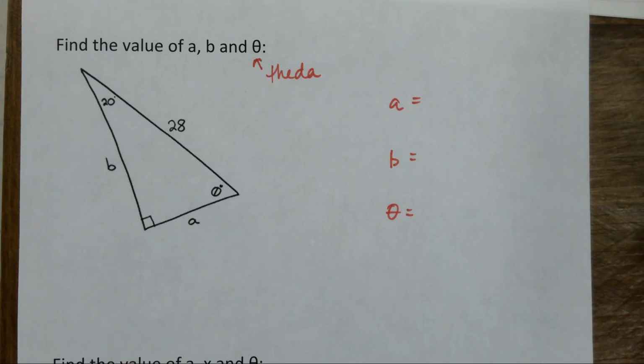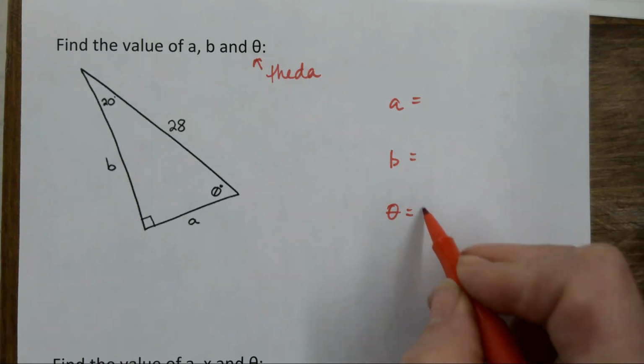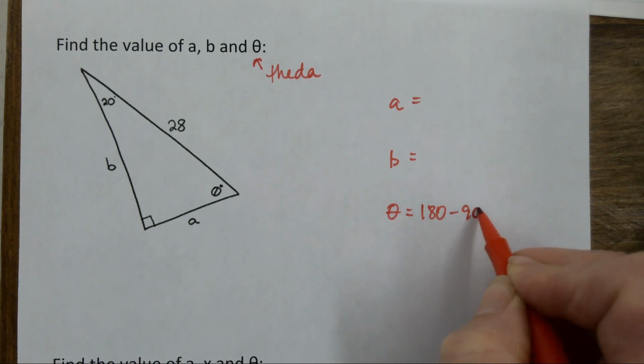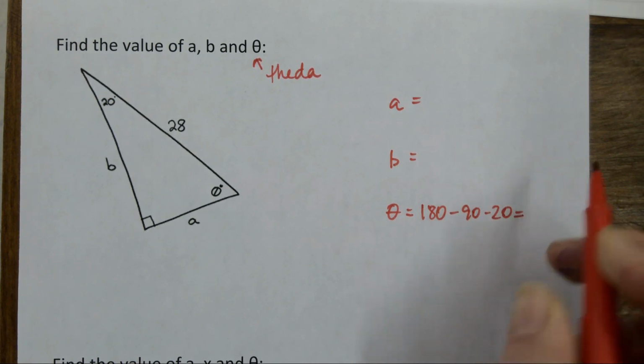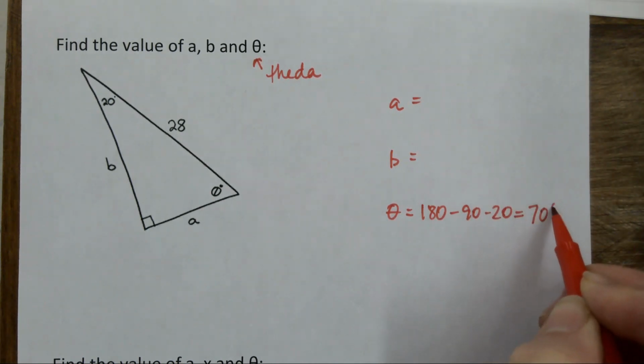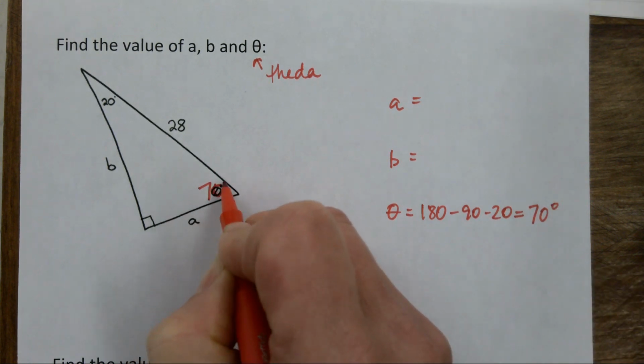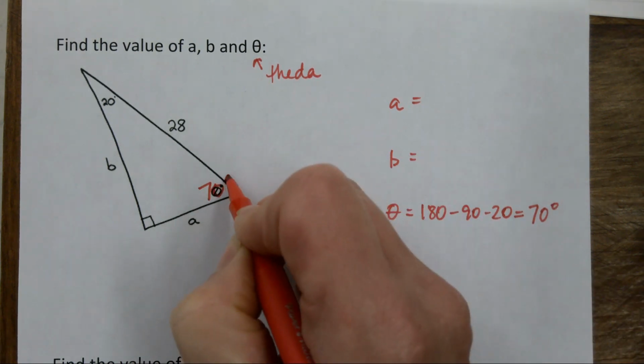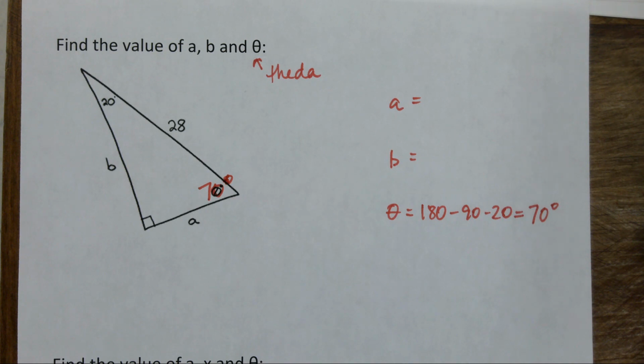You can find theta by doing 180 minus 180. Great. What do you end up with? 70 degrees. So I could put 70 degrees in that spot. Super. All right? How about A and B?